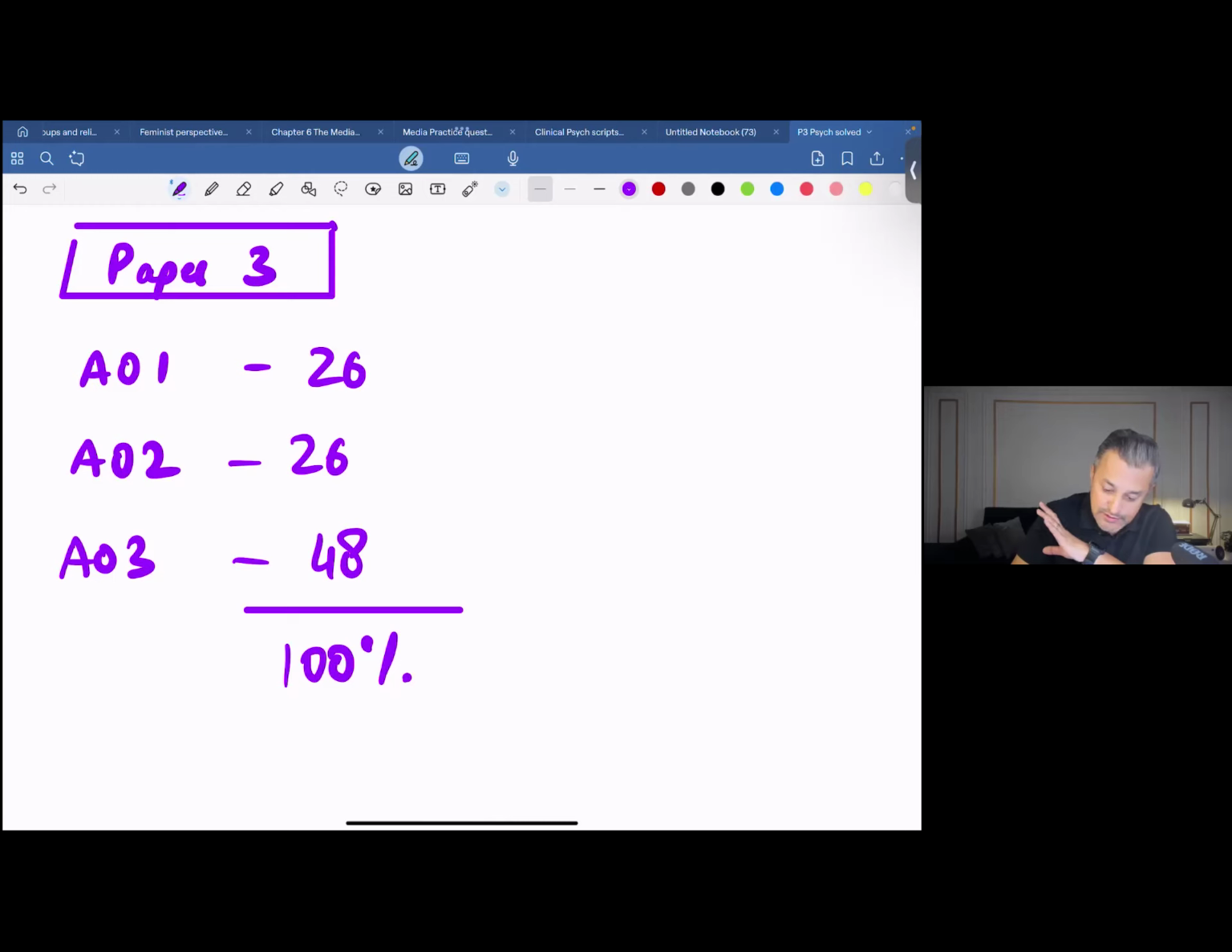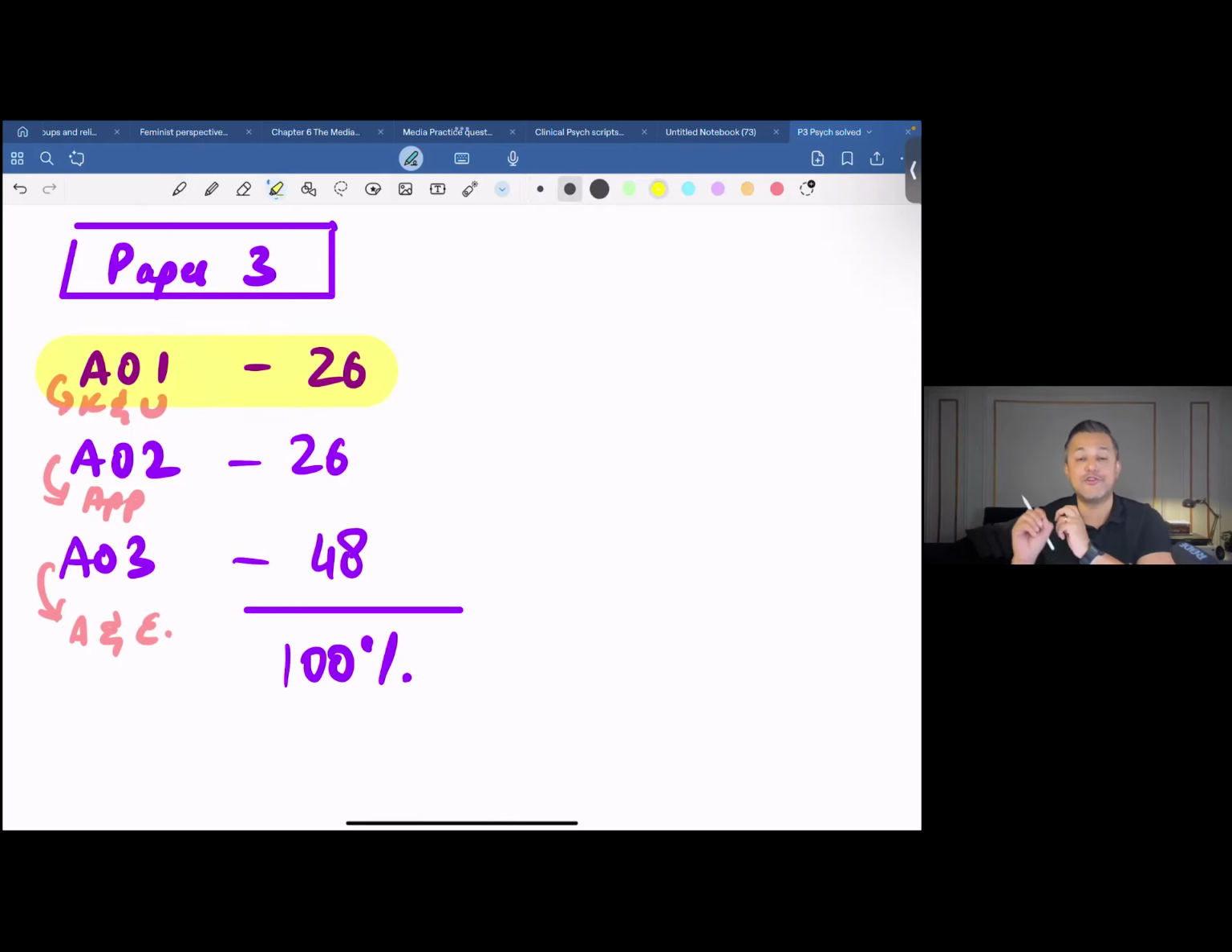Just in case you've forgotten, AO1 is your knowledge and understanding. AO2 is your application. And AO3 is your analysis and evaluation. So this is how your paper is made. What I'm saying is it's not just your knowledge. It's not only about learning it from the book. You need to be able to apply it as well. Your paper 3's assessment objectives are how your paper is set and your marking is done.